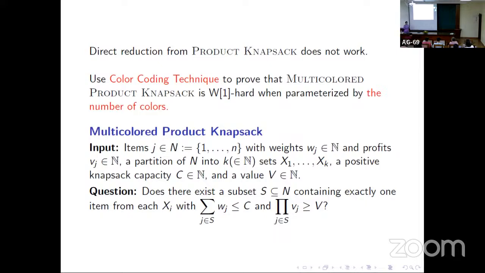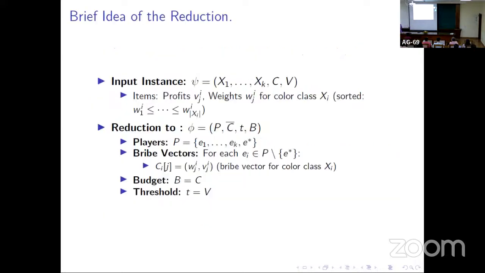Continuing the discussion, general knapsack is known to be W1-hard. So this is the brief idea of the reduction. I think till this point, you must have understood how we have come up with the reduction. In the input, we have these color classes where the items belong, and we have this budget of the knapsack, and we have this value, and every item has some profit and weight. So we did the reduction.